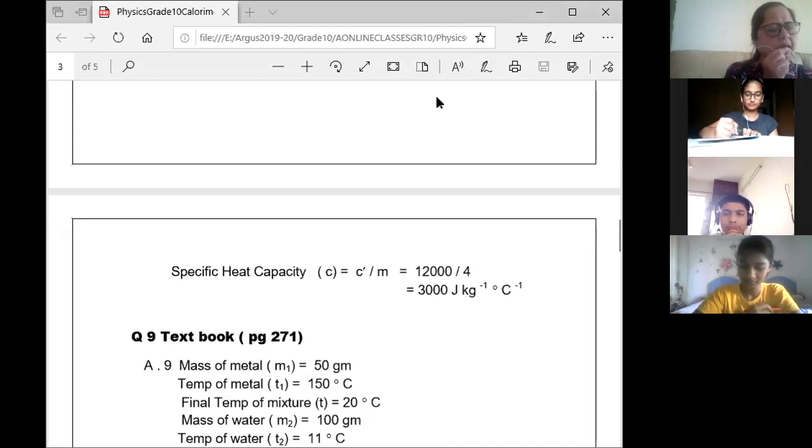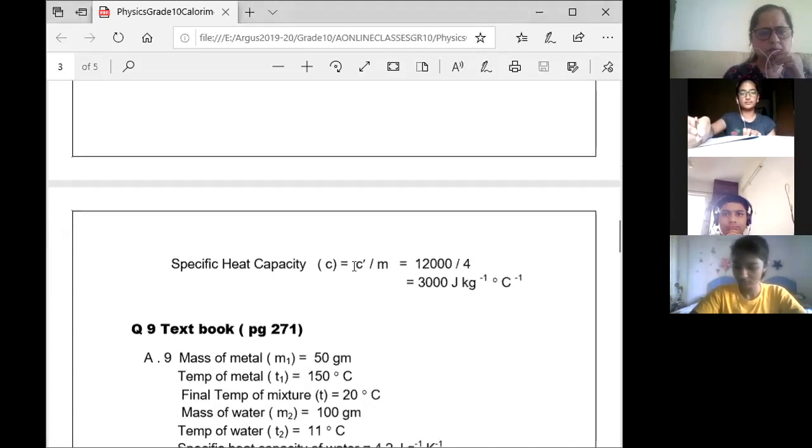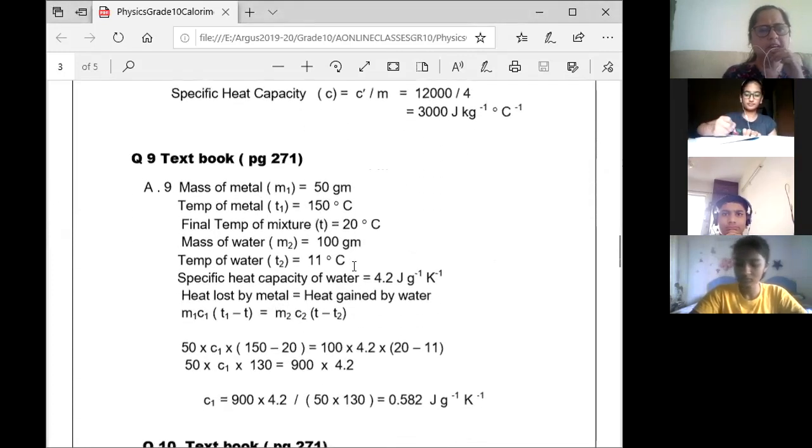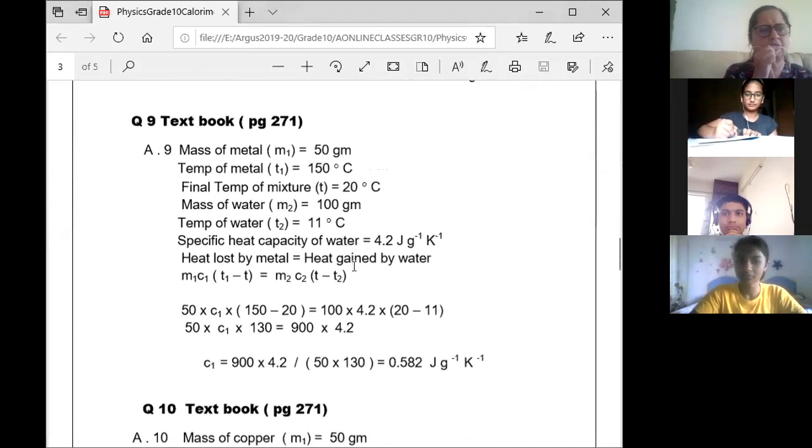Now let's come to the 9th one. I think I already did the 9th one, but again I'll discuss it for you. Here we are using the principle of calorimetry. These are all important sums.